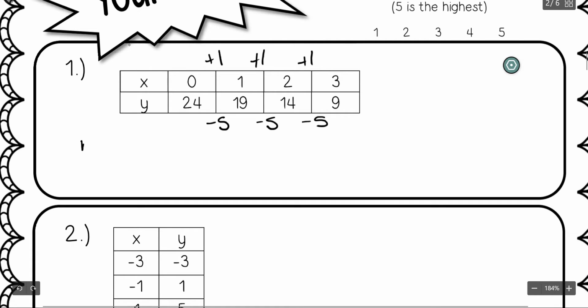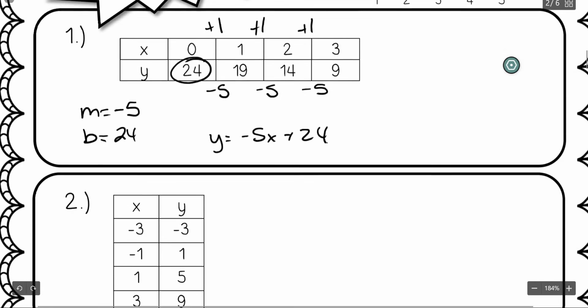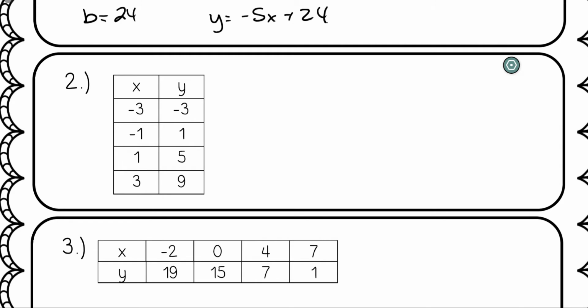Okay, so what do we know? Our slope is negative 5 over 1 each time, so it's negative 5. Our b is when our x is 0, so our b is 24. So y is equal to negative 5x plus 24. Okay. I'll talk about 2 in class, if you will go ahead and try number 3 on your own.